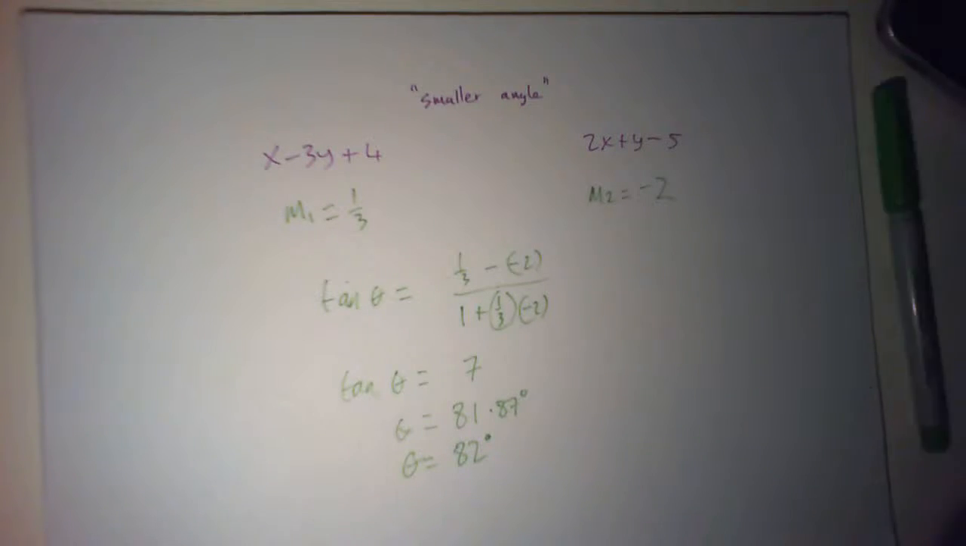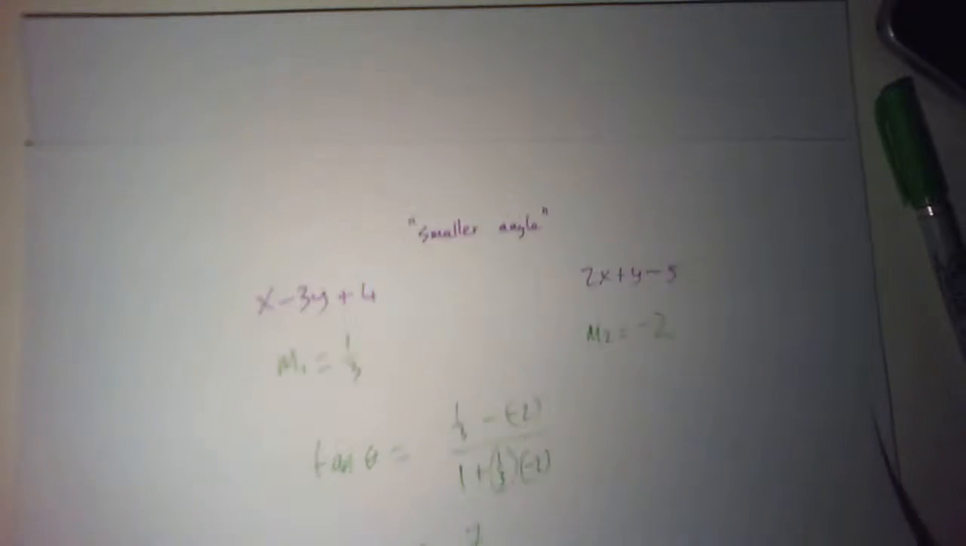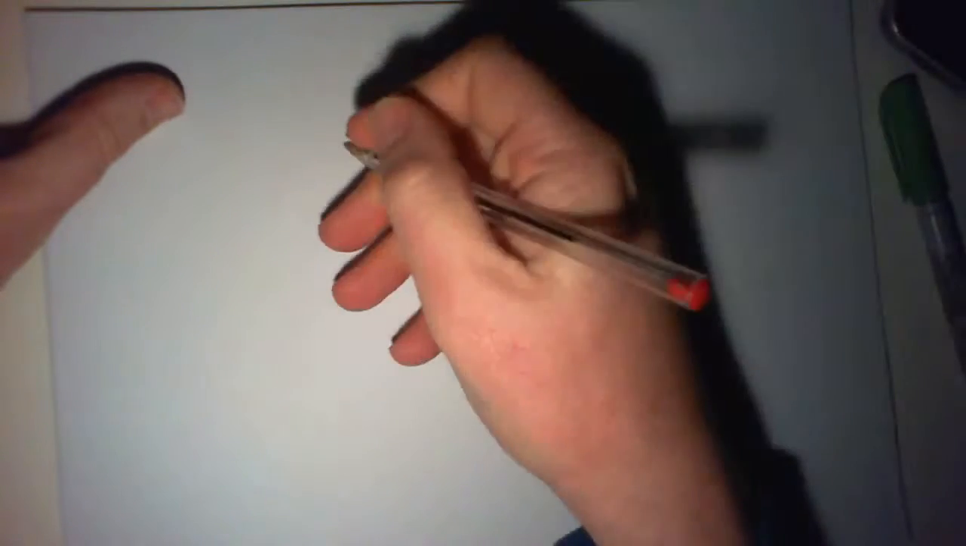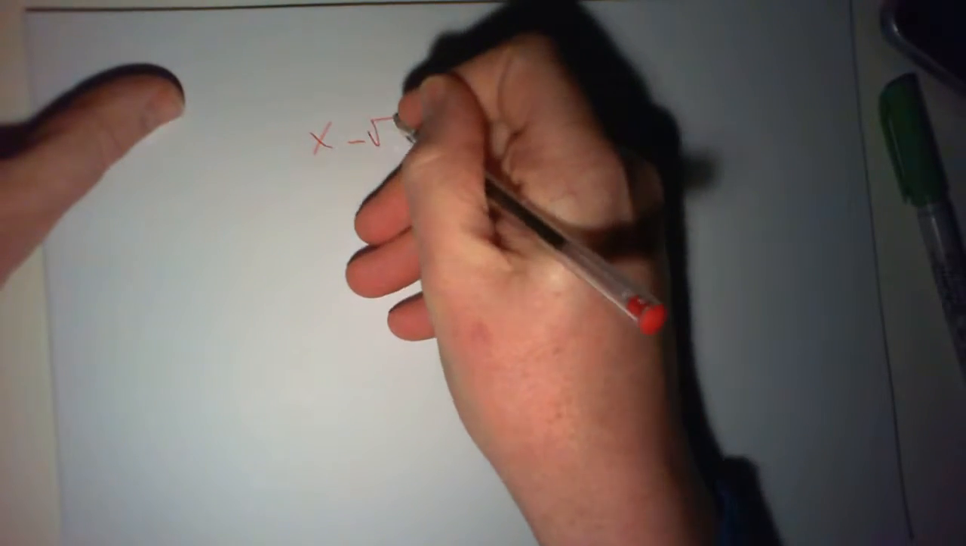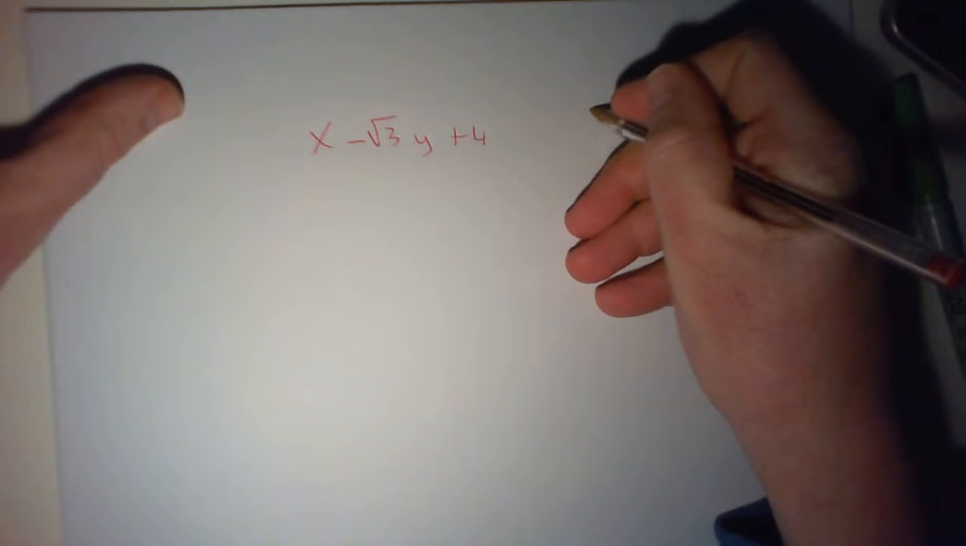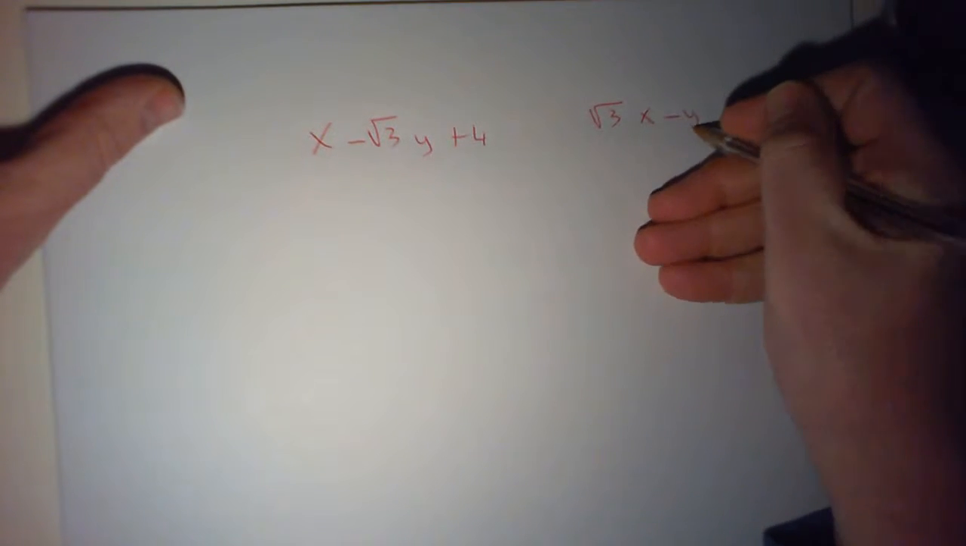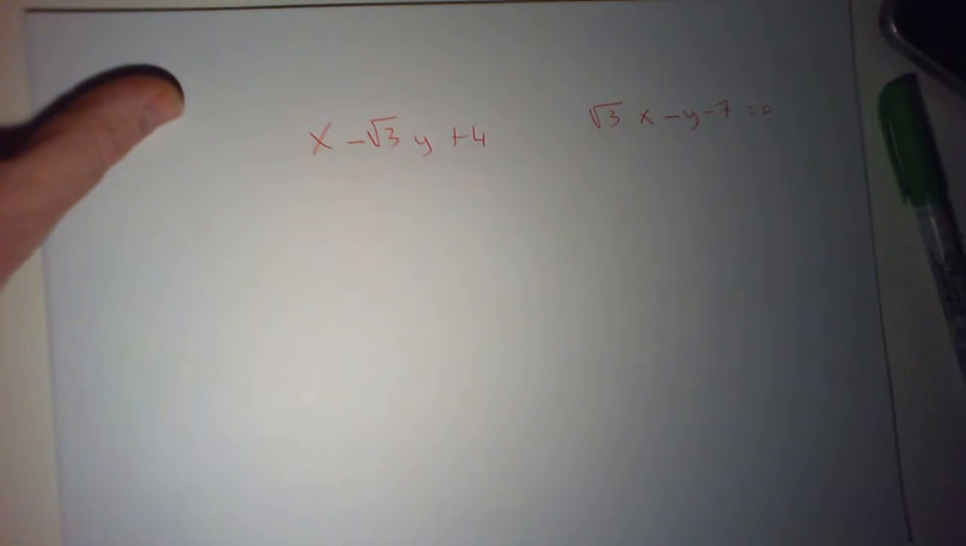So that's two general purpose ones where there's not much problem solving required. Let's kick into maybe one that does require a bit of problem solving just to see where we go from there. Okay, so now, here's a nice one. Find the angle between x minus root 3y plus 4 and root 3x minus y minus 7 equals 0. Ouch.